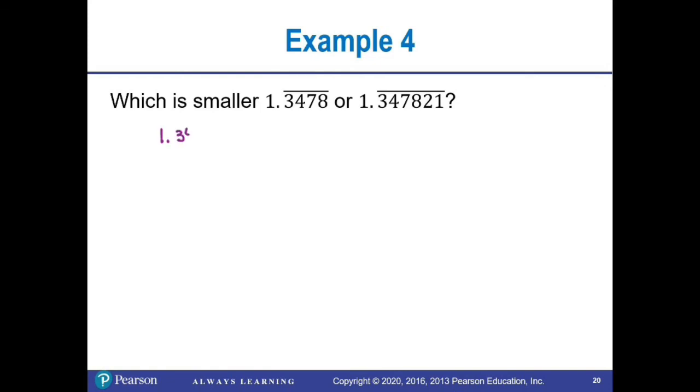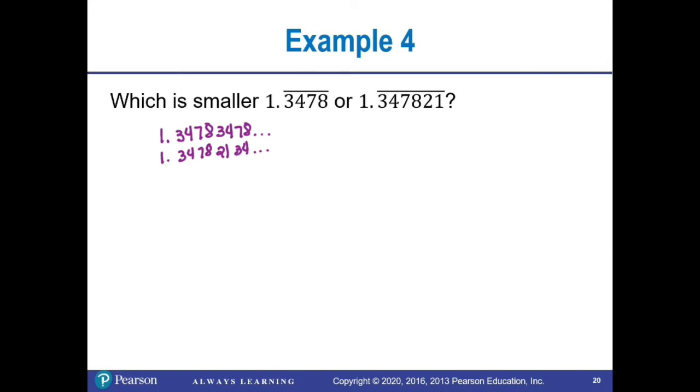Let's start with 1.3478. So this would be 1.3478, 3478, 3478, and so on. Then 1.347821 repeating would be 1.347821, 347821, and so on. I have enough decimal places that I can compare.